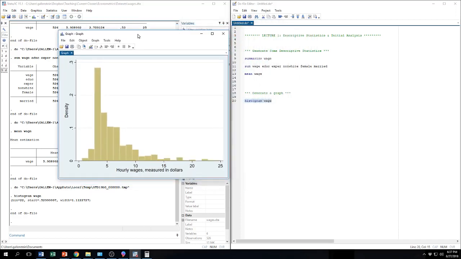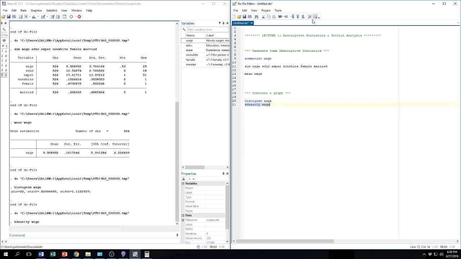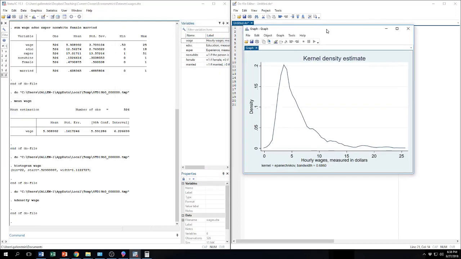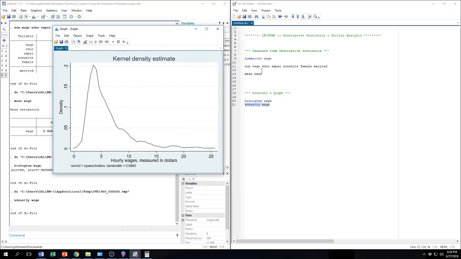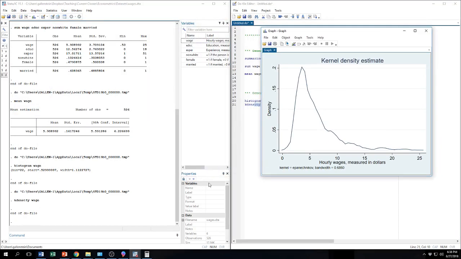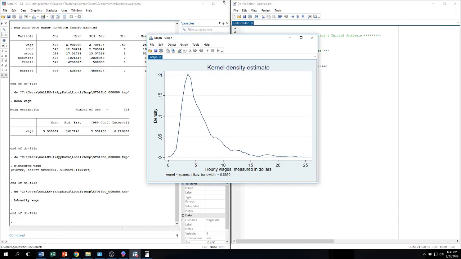Okay? We might want to, let's see, kdensity wage. What does this look like? We also might want to generate a smooth distribution. Okay, these are two different commands. I can use histogram or I can use kdensity. I like to use kdensity because it's a smoother curve. But basically I have two different ways of demonstrating the distribution of wages in my data set.